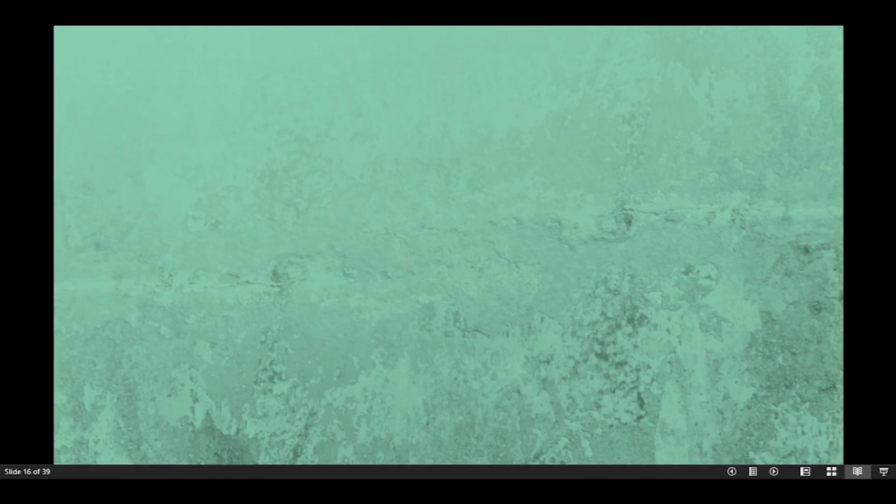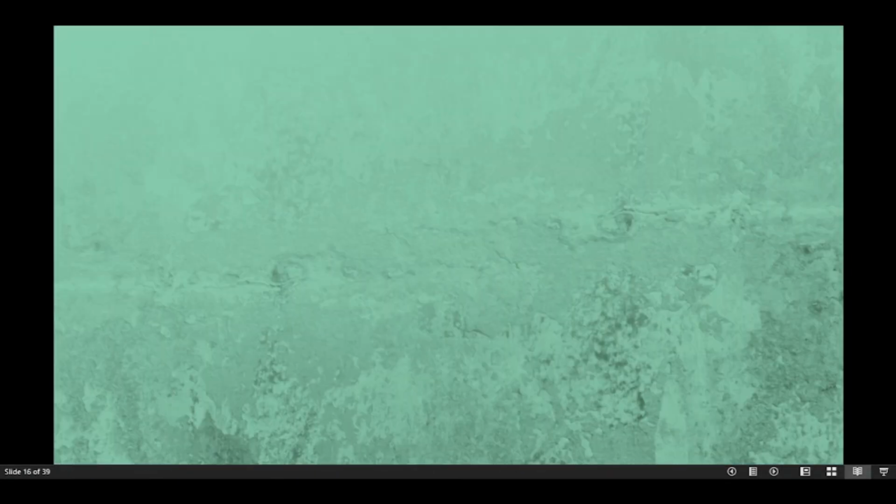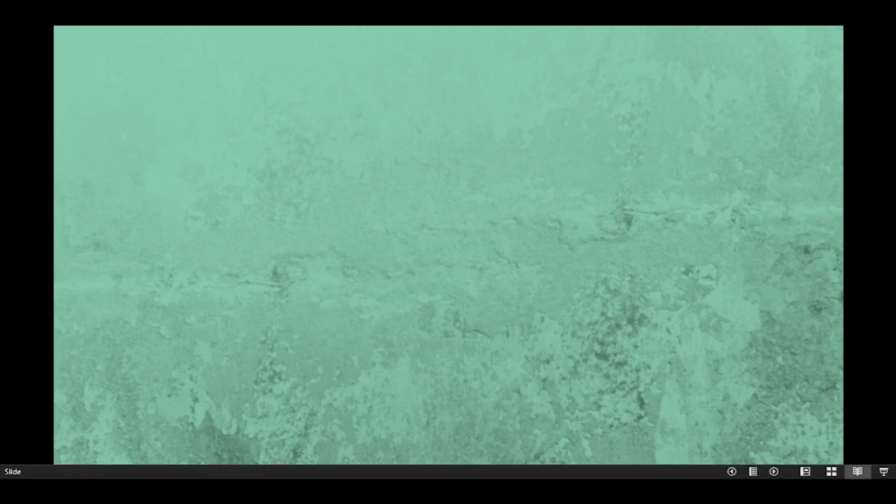Then the next class is Dinophyceae. They are mostly phytoplankton living in freshwater, brackish water, and marine water. The members are mostly motile single cells. The motile cells have one transverse furrow and a longitudinal furrow. A flagellum arises from the transverse furrow and encircles the cell, and another flagellum arises from the longitudinal furrow and faces backwards.